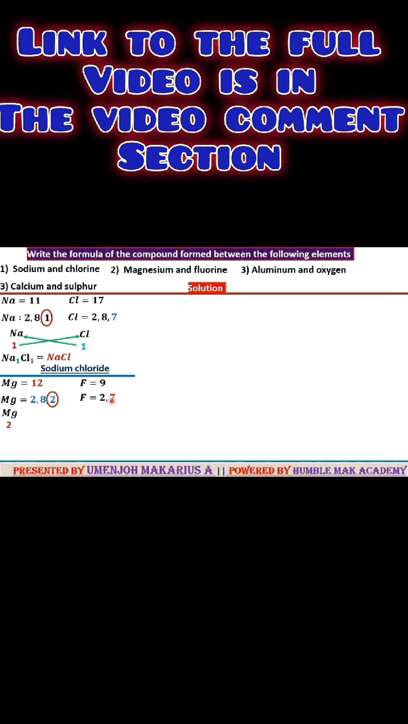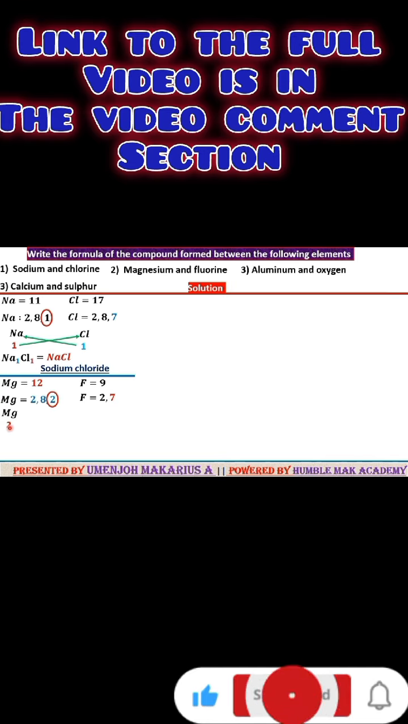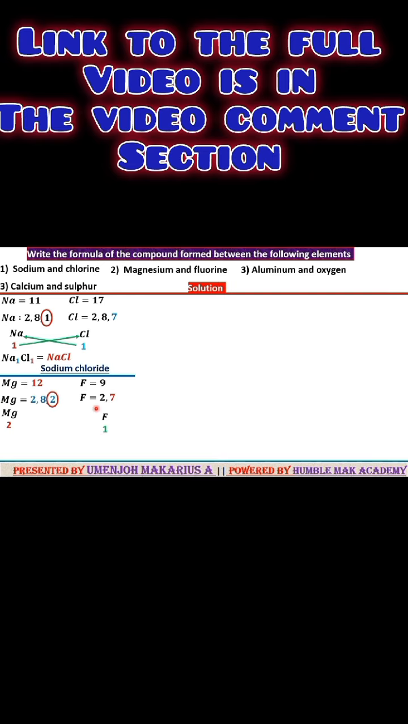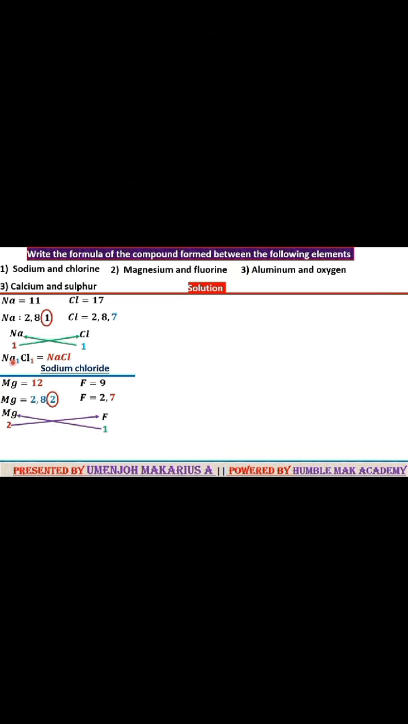So for magnesium we need Mg, then we have the 2. For fluorine we need just 1, because 1 is needed to be added to 7 to have 8. The same idea goes: magnesium takes the 1 from fluorine, and fluorine takes the 2 from magnesium. It's important to write the metal first, because magnesium in this case is a metal. The metal always comes first before the non-metal. So in this case, magnesium comes first. So we have Mg1F2. The formula of this compound has a name called magnesium fluoride.